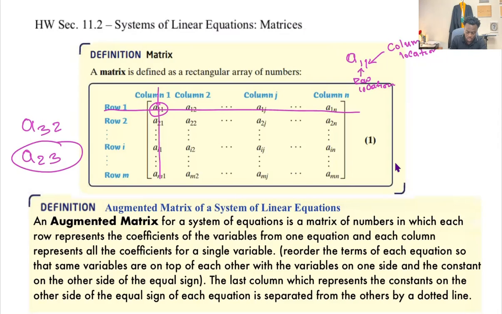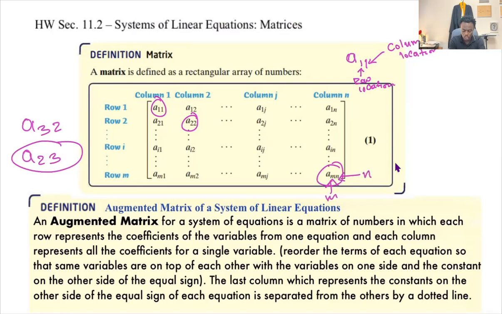And you can see all the numbers here. Like, you see how this one is 11, 12, I mean 22, and so on. It goes down until you get to Amn. So that means the number of rows of this matrix is m, and the number of columns of this matrix is n. So that's why the last number at the bottom right corner is Amn.